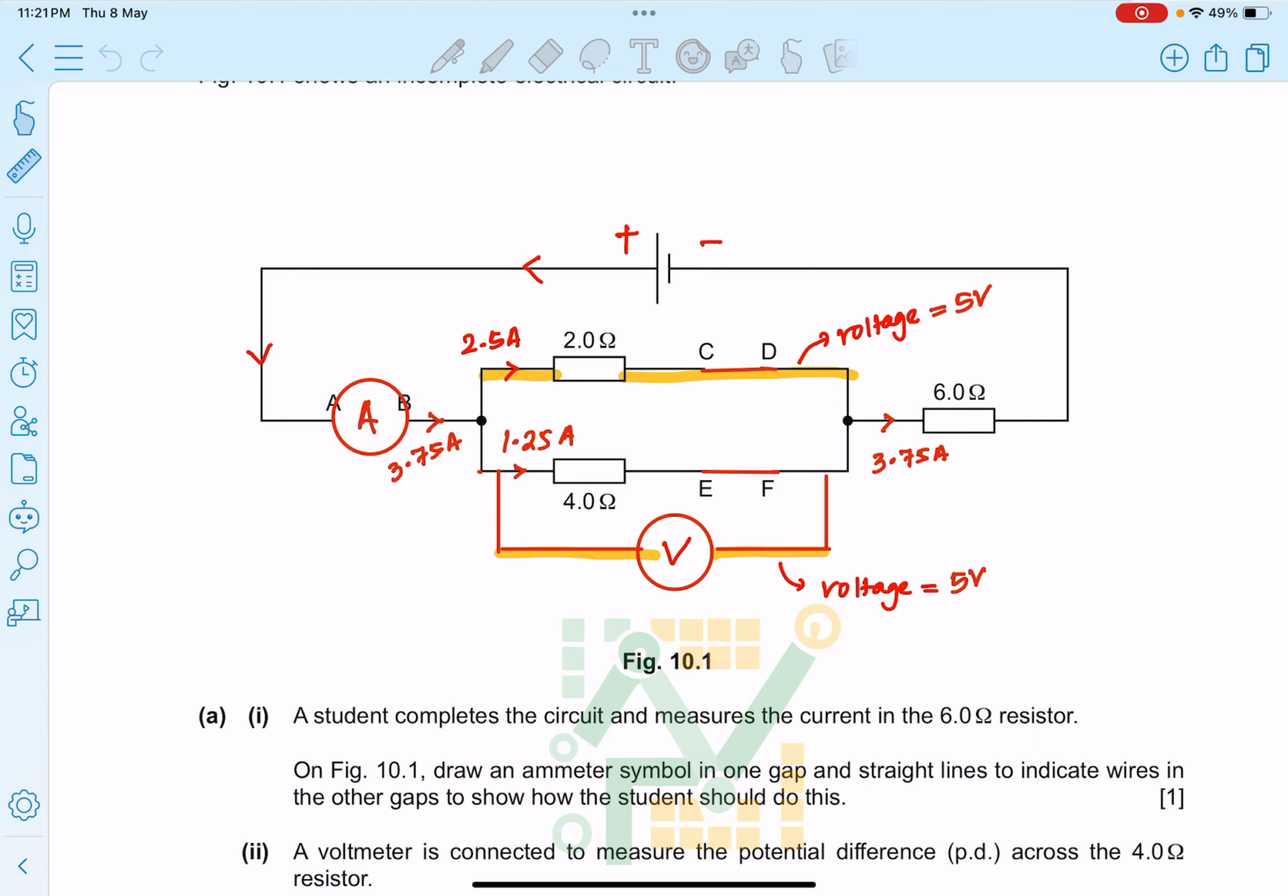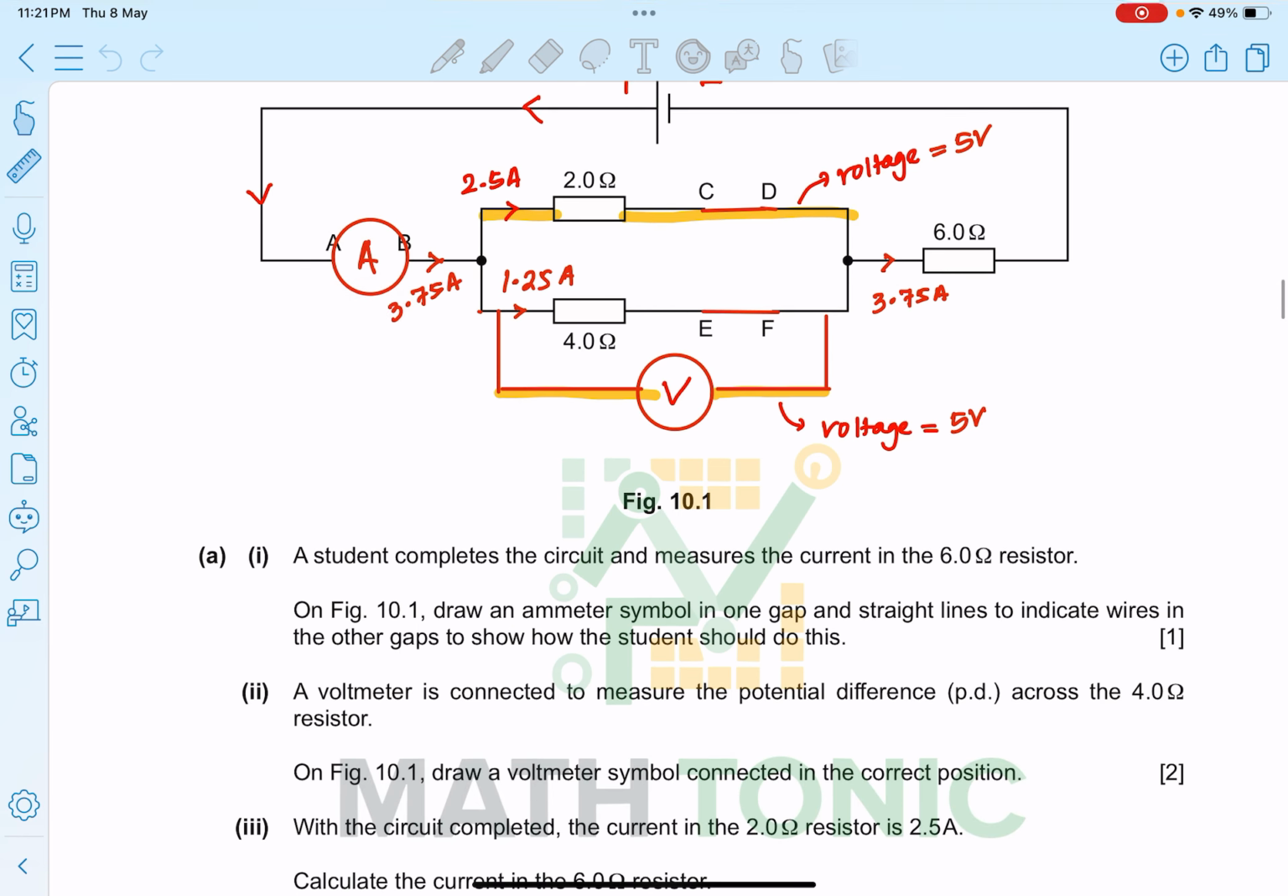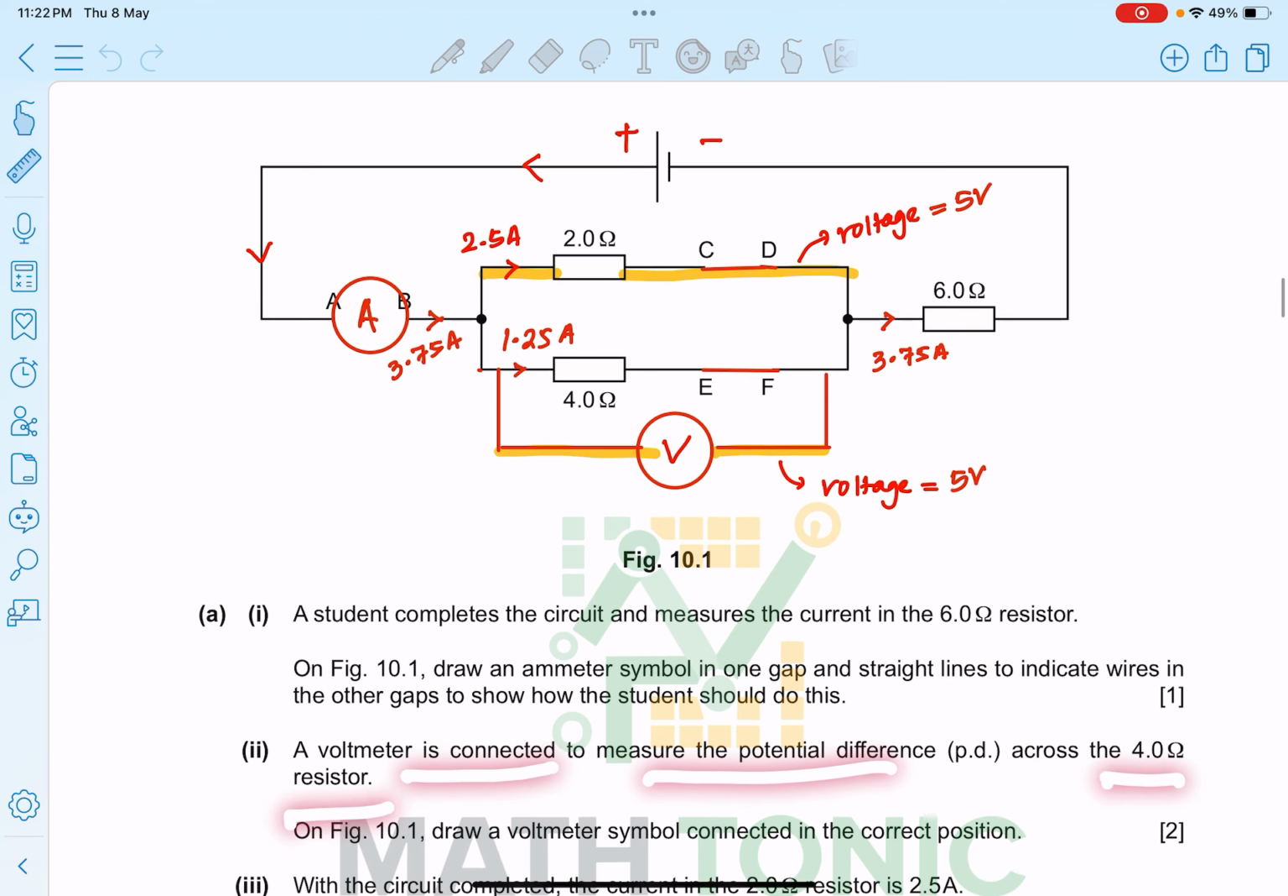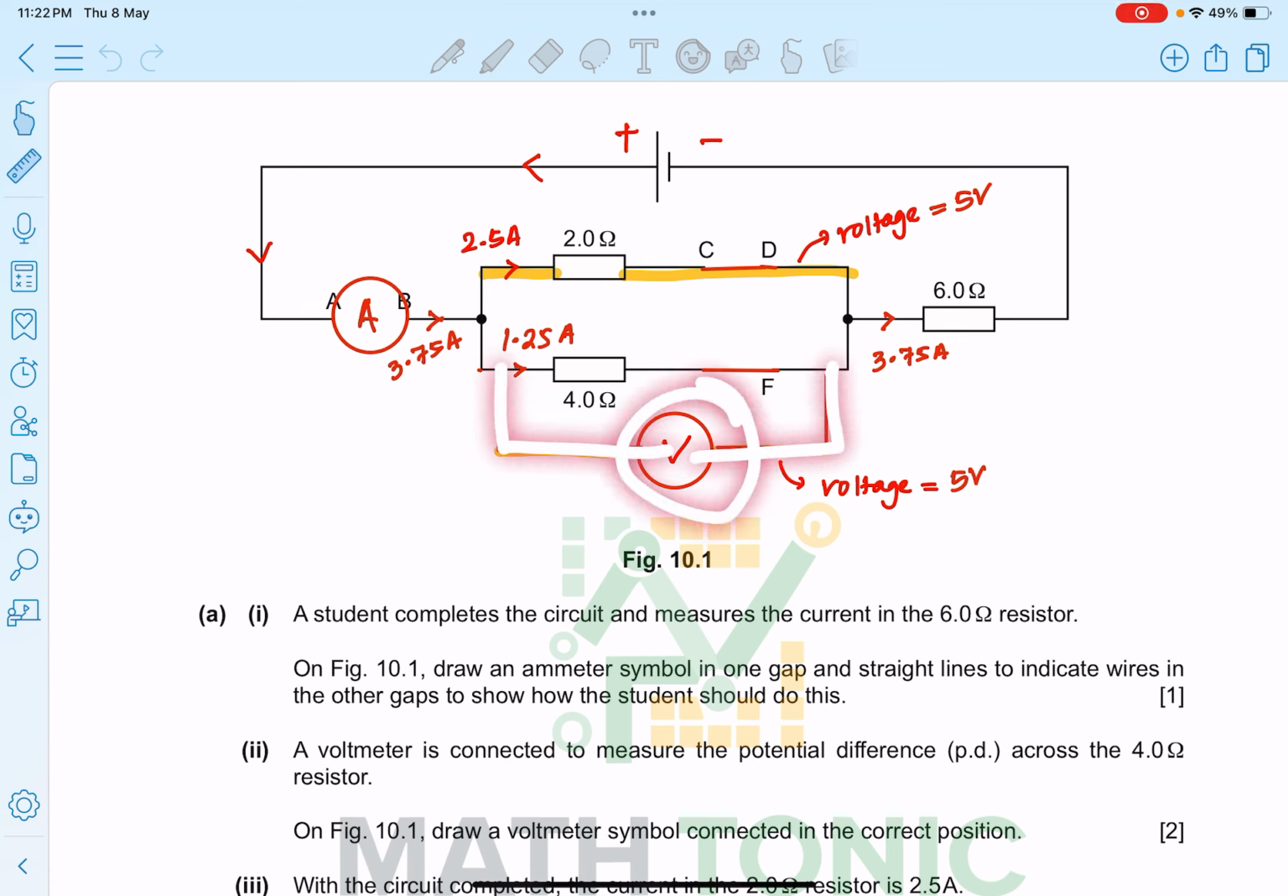Ammeter symbol means here we have to use an ammeter. Remember, an ammeter is always connected in series. So I have written ammeter here. Can you see this, everyone? And CD and EF have been joined with plain wire. The next part: a voltmeter is connected to measure the potential difference across the 4 ohm resistor. You can see here we have a 4 ohm resistor, and a voltmeter is always connected in parallel. So I have joined the voltmeter here. Can you see this clearly, everyone?